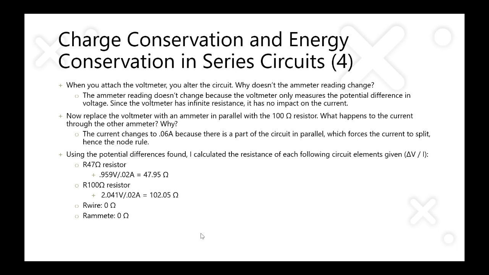Using the potential differences found, I calculated the resistance of each of the following circuit elements given the equation delta V over I, and found that the resistance for the 47 ohm resistor was 47.95 ohms, the resistance for the 100 ohm resistor was 102.05 ohms, and the resistance for the wire and the ammeter were each 0 ohms because there was no potential difference across those two.